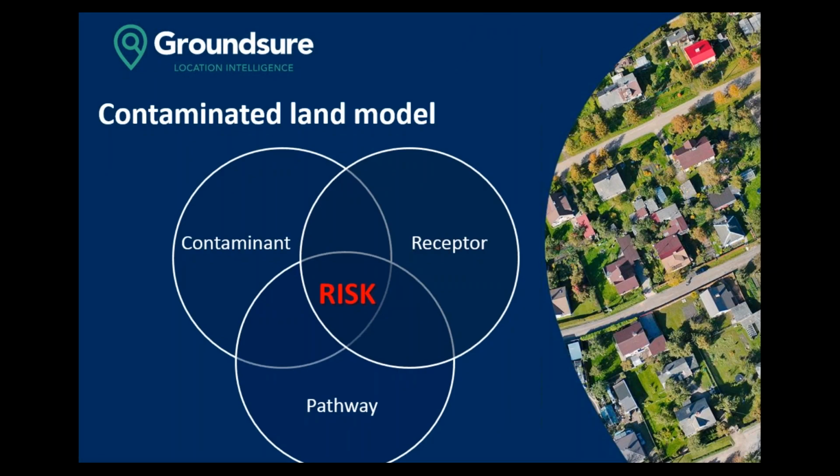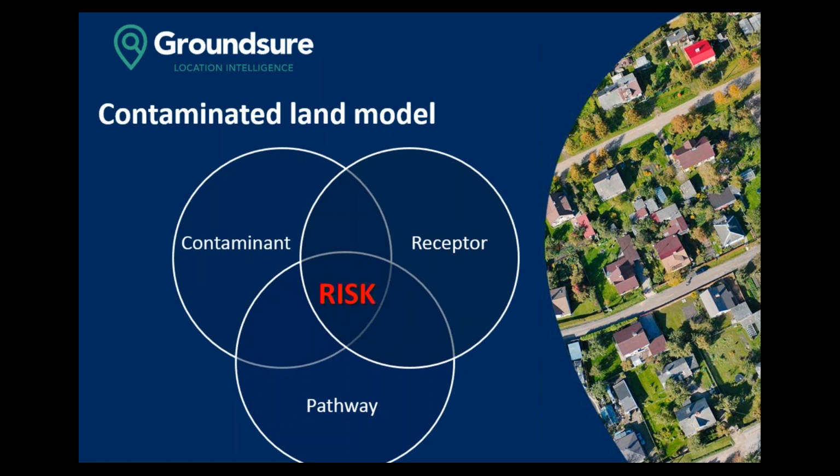So under Part 2A of the EPA 1990, in order for a property or a piece of land to be designated as contaminated land, there must be a source pathway receptor linkage. Now, the source is the cause of the contamination. This can be anything from old landfills producing leachate and landfill gas to petrol stations with a leaking underground storage tank to an engineering or gas works.